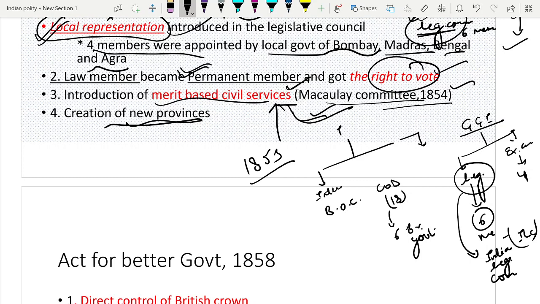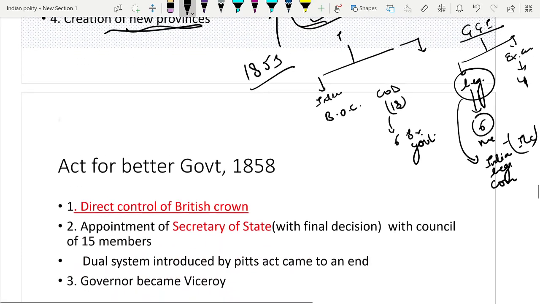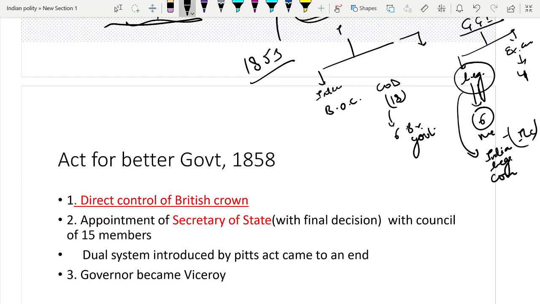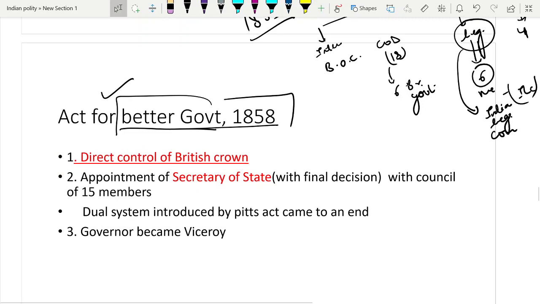Okay, so now we'll come to the act of 1858, and that came after the 1857 revolt. So this was an act for the better government, as said by the British crown. So what was the major change introduced here? The crown was now directly controlling the administration in India. It means EIC was now only a trustee for the crown.